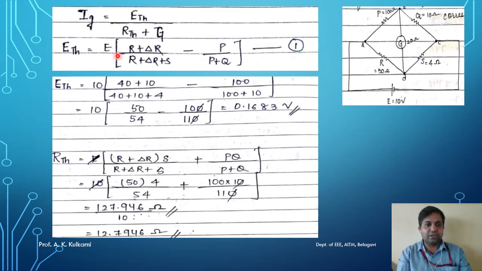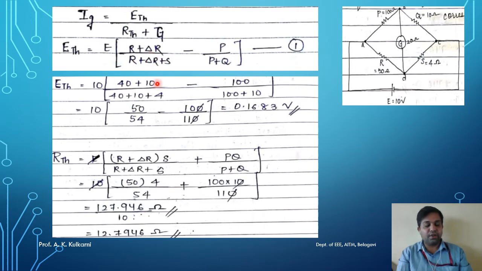E is equal to (R plus delta R) divided by (R plus delta R plus S) minus P by (P plus Q). So this equation we already obtained during the derivation part of the Wheatstone bridge. So simply we are going to take out that equation over here and substitute the necessary parameters. So E, the applied voltage, is how much? 10 volts. Unknown resistance under balance condition is how much?